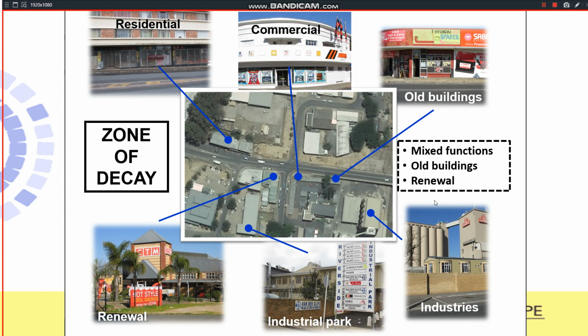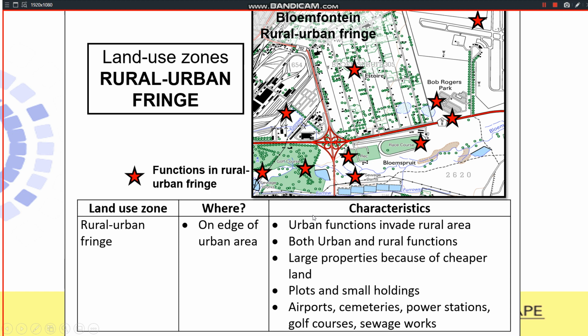Let's start off with our next zone. And this is called the rural-urban fringe, right? In other words, the functions that are found in the rural-urban fringe, it's on the edge of the urban area. What are its characteristics? Urban functions invade the rural area. It's got both urban and rural functions.